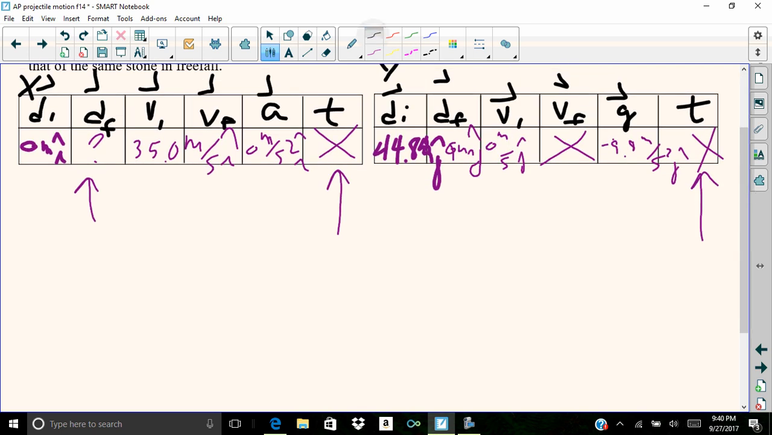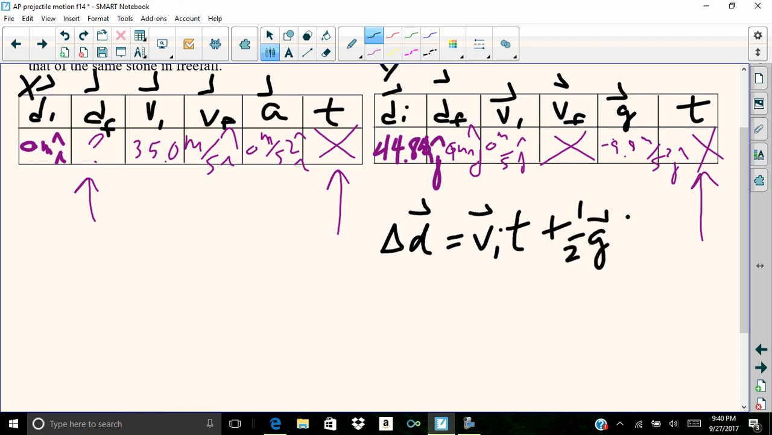Okay, so what I'm going to do now is go ahead and solve for time in the y direction. I don't have a final velocity, so I'm going to be using delta d is equal to v_i t plus 1/2 g t squared.